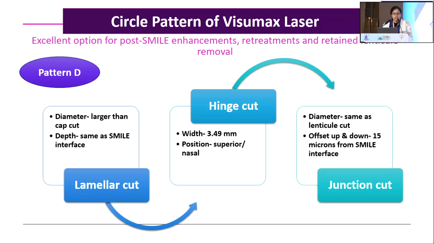Hinge cut, position can be superior or nasal. Junction cut, the diameter is the same as lenticule cut. Keep a 15 microns offset up and down from the SMILE interface to account for any errors in your measurements.